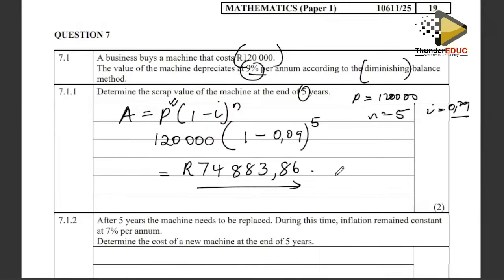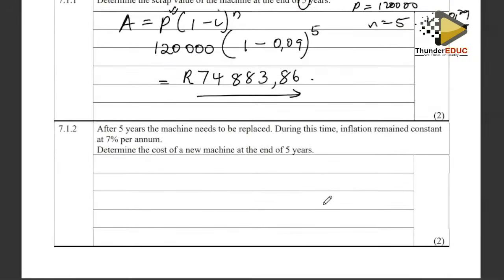All right, so that is that. Then 7.1.2. After 5 years, the machine is to be replaced. And during that time, inflation remained the same at 7%, determining the cost of the new machine. So what we're seeing is that a machine was bought, okay? But then there are other machines that probably stayed in the shop, whose price must increase, okay?